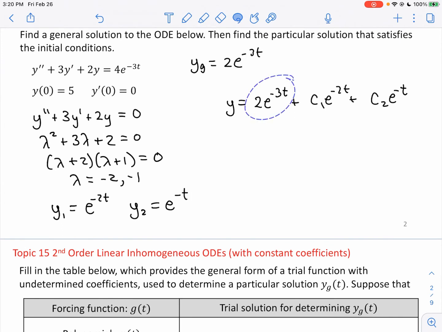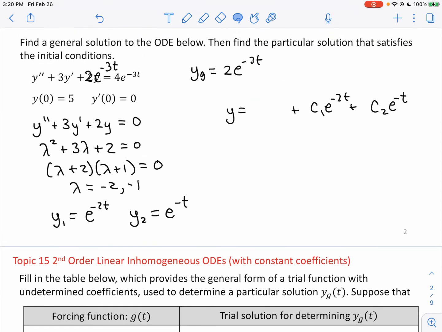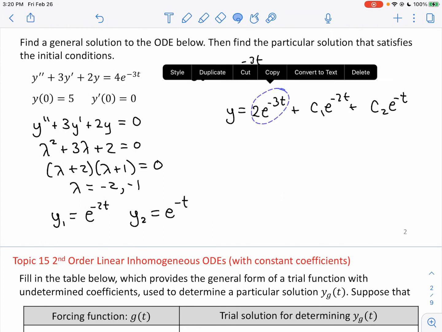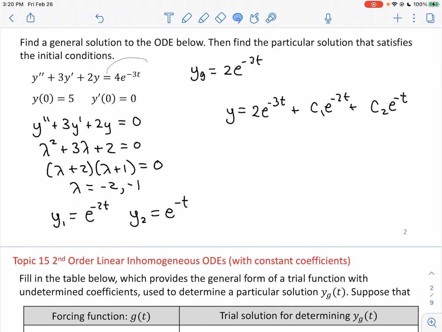When you plug this part in, this particular term, notice there's no constant in front of it, take that and plug it in, you're going to get 4e to the negative 3t. So this is the part here that guarantees that the 4e to the negative 3t will come out correctly, and these parts will zero out when you plug them in. But what they do is they give us the generality that we need so that we can satisfy any initial conditions that might be presented to us, which is what we want to do next.